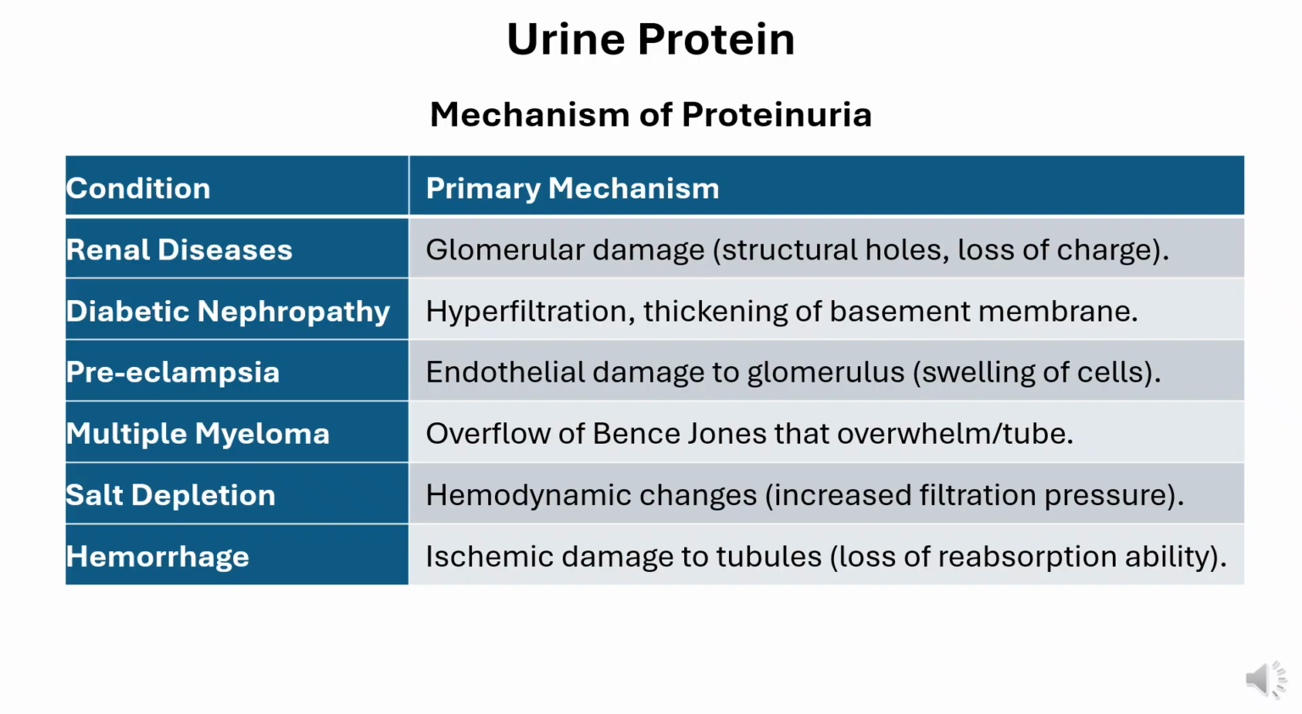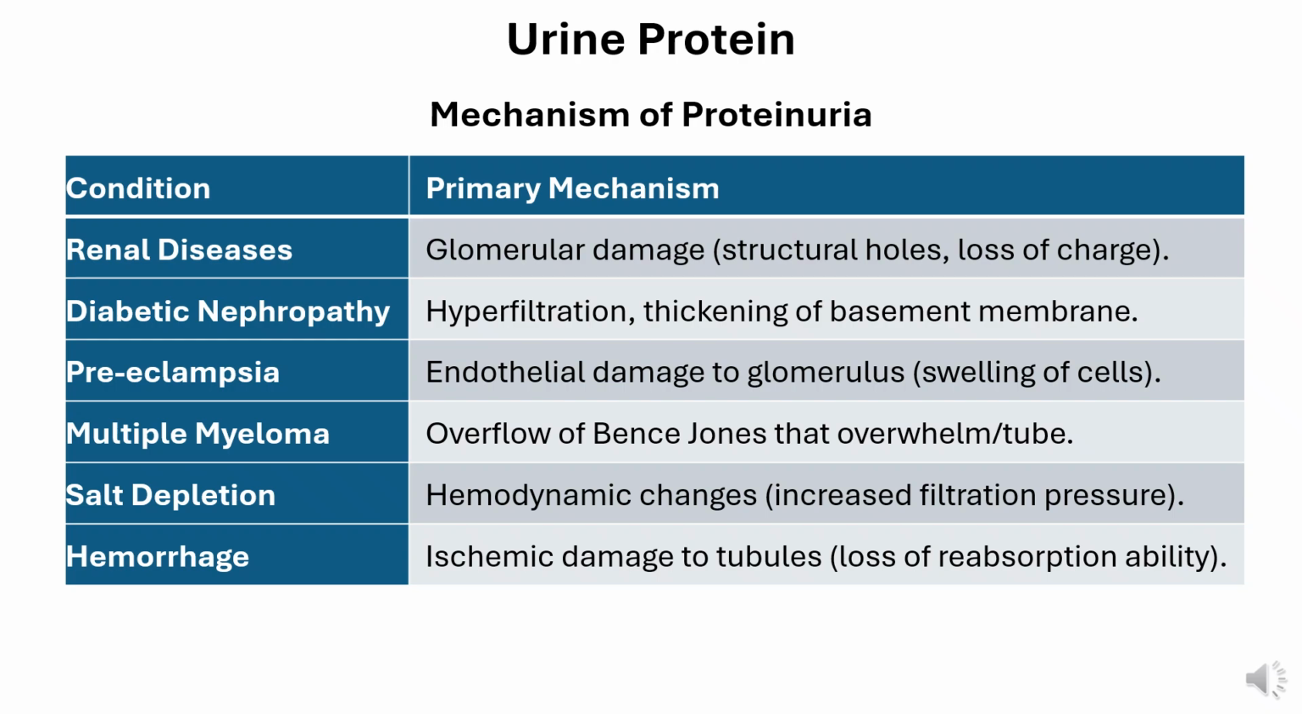Proteinuria means the glomerulus barrier function is damaged or overwhelmed. 1. Renal diseases. This is the most direct cause. Proteinuria is a hallmark of chronic kidney disease, CKD, and glomerulonephritis. The mechanism is related to damage to the glomerulus and loss of negative charge.